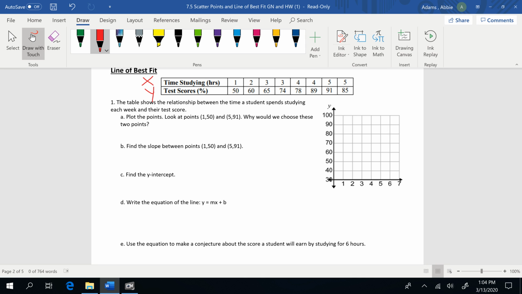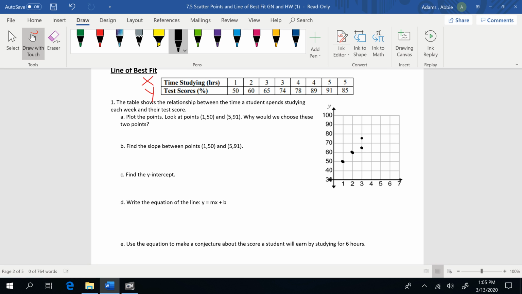So let's plot the points. We've got our first point, (1, 50). So I'm going to go 1 on the x-axis, 50 on the y-axis. Our second point is at (2, 60), so 2 on the x-axis, 60 on the y-axis. Our next data point is at (3, 65), so I'm going to go 3 on the x, 65 on the y-axis. Next point is also at 3 hours, but now 74 for the test score. So I'm going to put that right between 70 and 80.